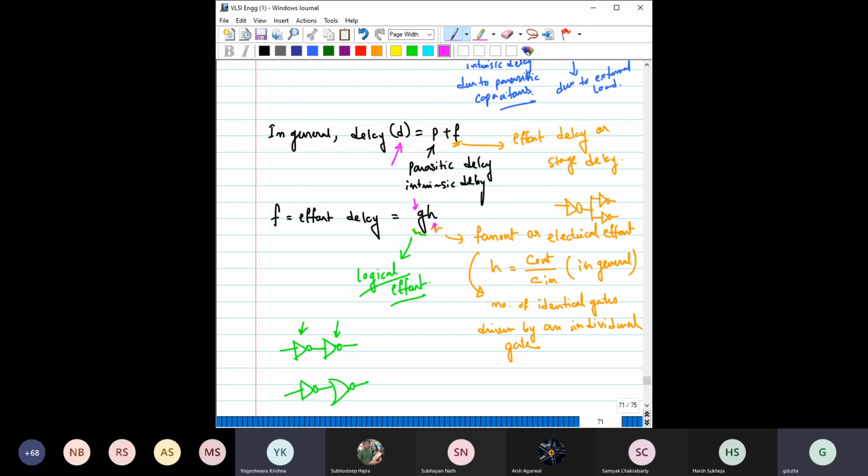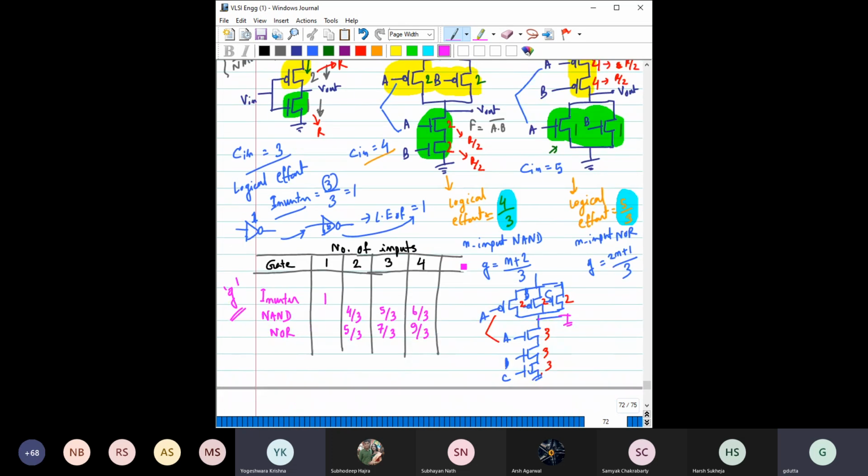Now you know what F is: F is equal to G into H, right? So if you know this G for the conventional gates, and H depends on how many gates, suppose the same gates you want to connect with that. So considering this, let us try to do a small exercise.